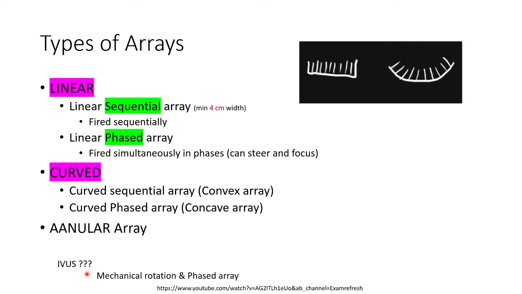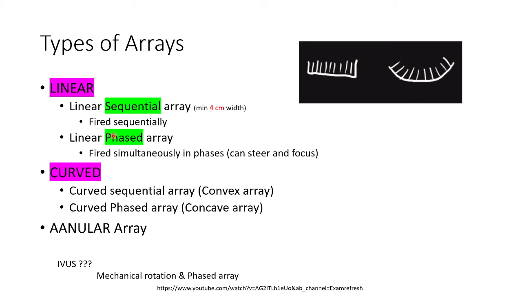Speaking of IVUS, the intravascular ultrasound which we use during intervention, IVUS can use either a single probe, with a single piezoelectric crystal that is made to rotate with a motor. So that is mechanically rotated, and the crystal itself turns. Or the IVUS can also have a phased array.